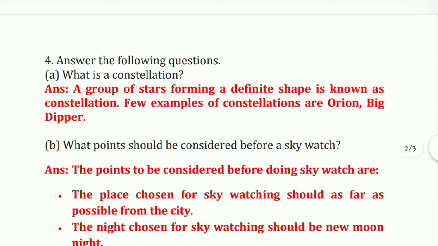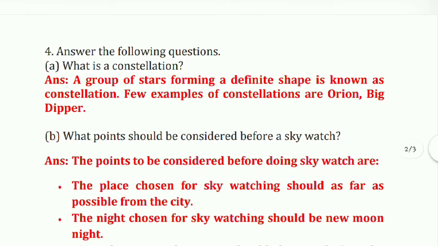Question number 4. Answer the following questions. What is a constellation? So answer is, a group of stars forming a definite shape is known as constellation. A few examples of constellations are Orion, Big Dipper.